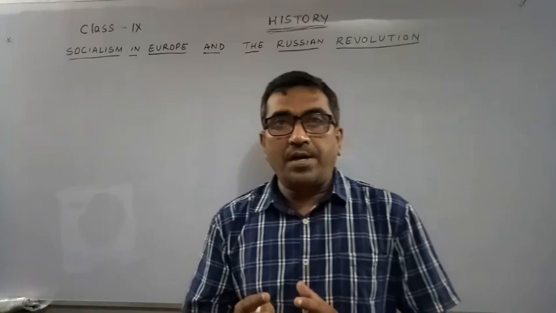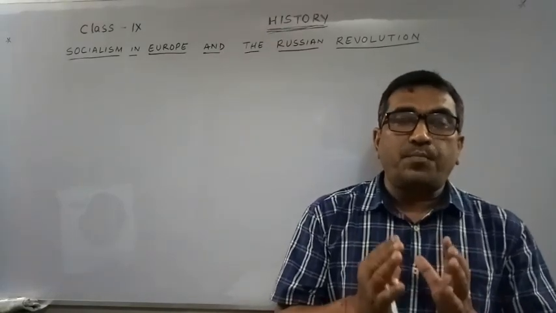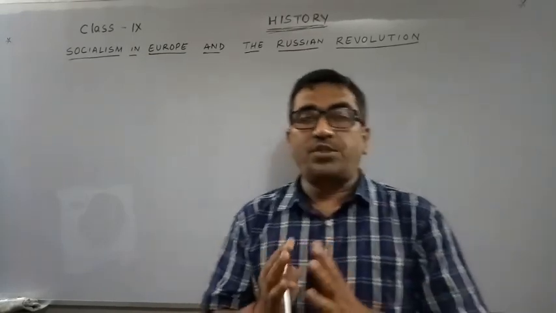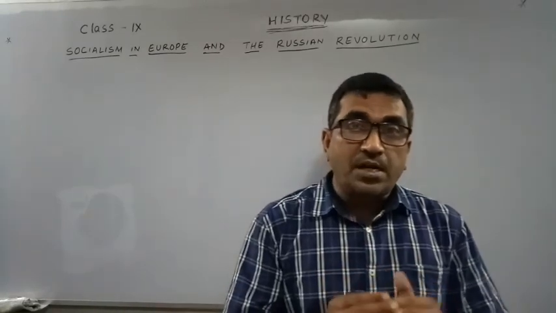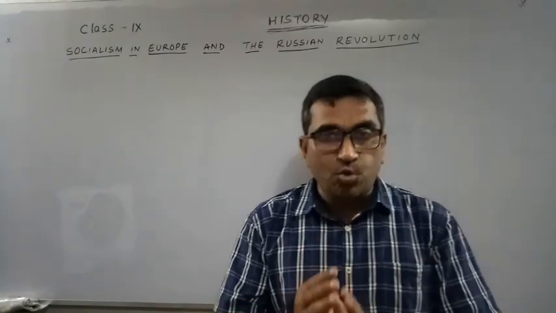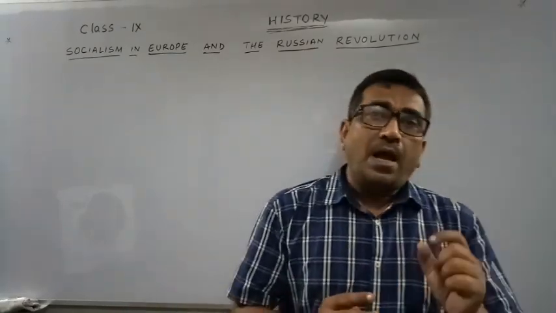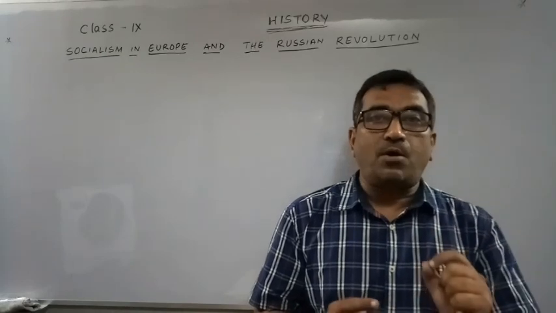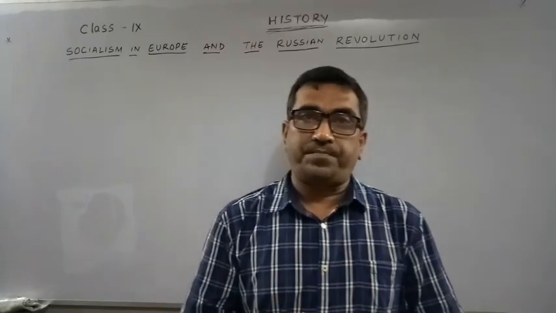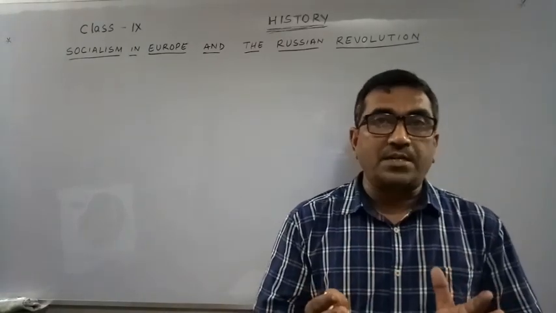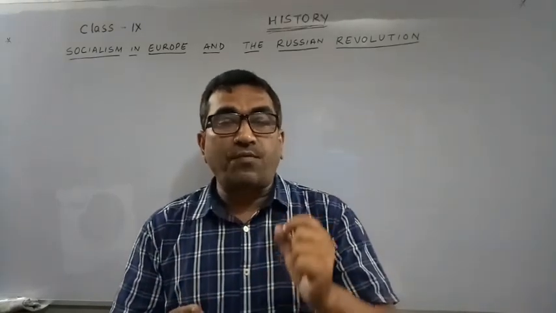We have already discussed the social, economic, and political condition of Russia. We have also discussed the industrial development in Russia that took place generally after 1890 onward. And we have also discussed the development of socialist society in Russia. It means we have discussed the preconditions in Russia which were set for the revolution.